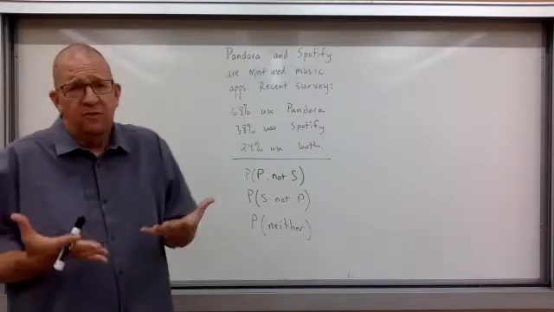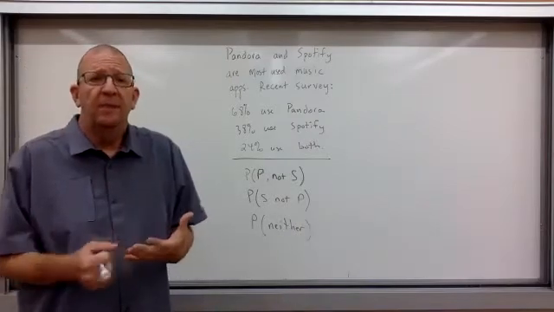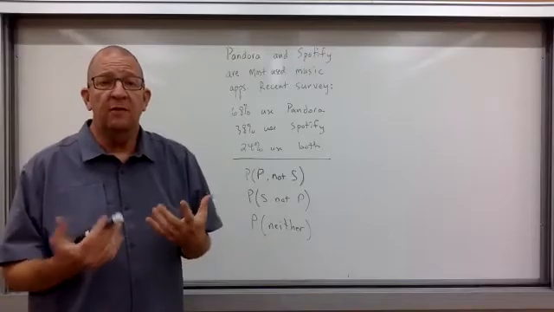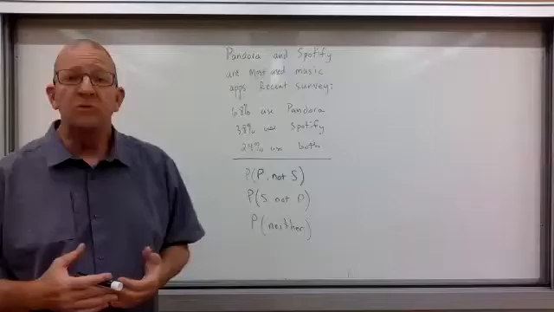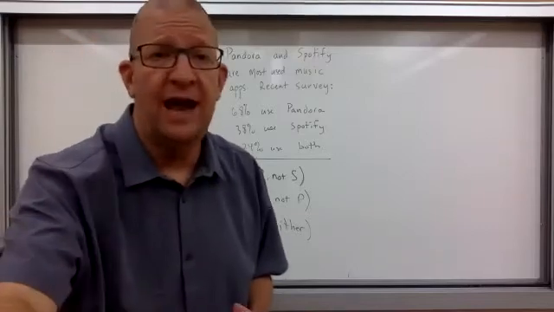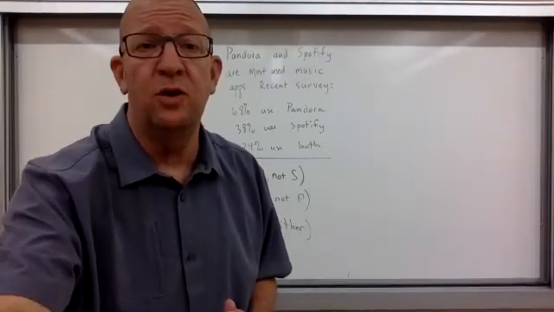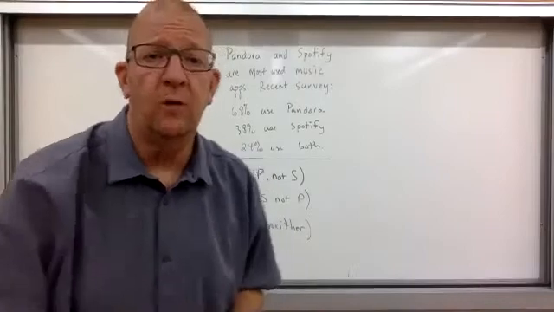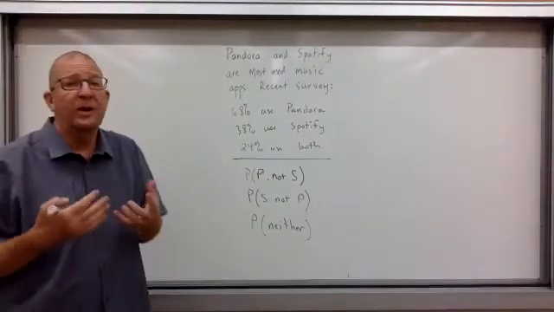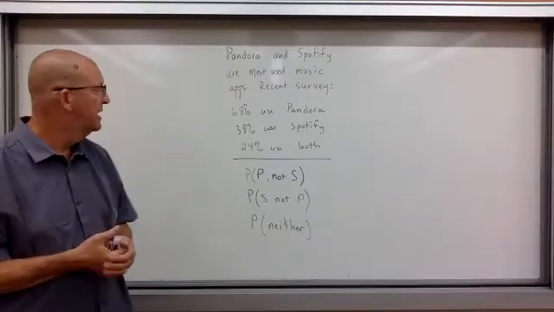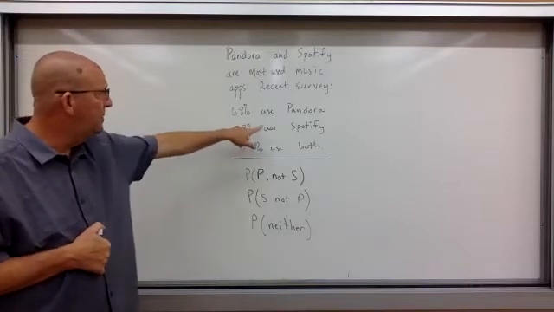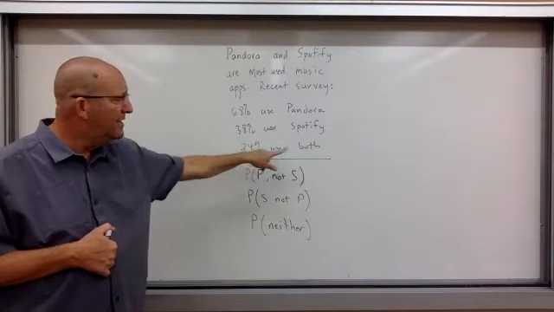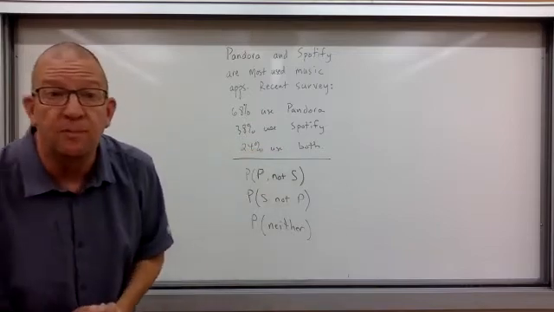Now, this is a pretty straightforward example, but what you're going to see is that statisticians and probability people use the Venn diagram and they use the two-way table to help display information. So we need to be very comfortable with it. So let's see, we have 68% use Pandora, 38% use Spotify, and 24% use both.